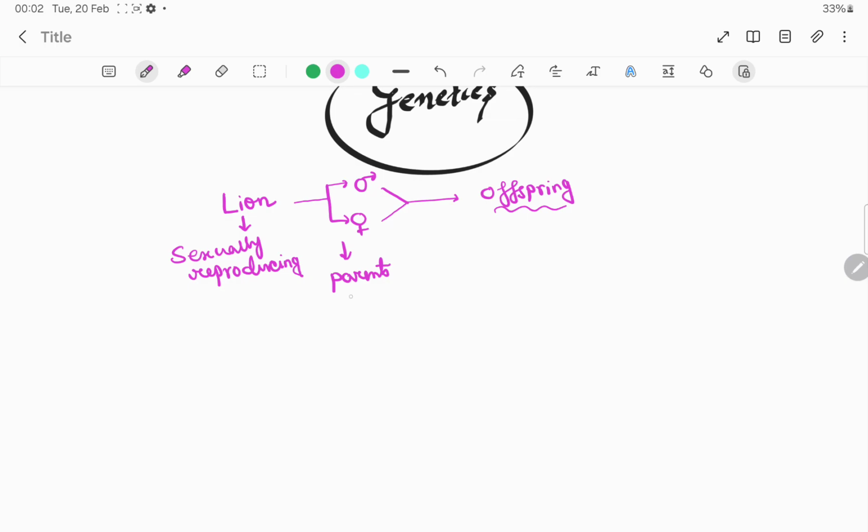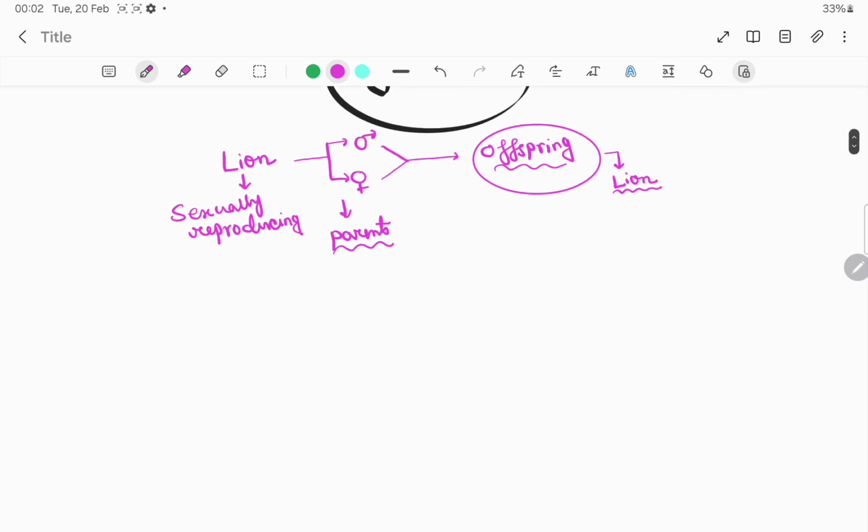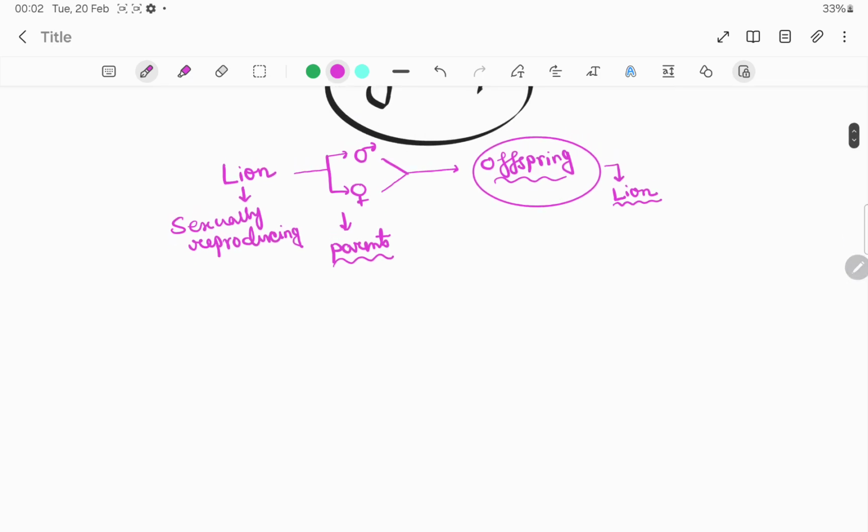These are parents, and from parents, when they do sexual reproduction, offspring is formed. Now what is that offspring? That offspring is also a lion. Now the question is, if the parents are lions, then the offspring will also be a lion. Parents are lions and the offspring which is produced is also a lion.